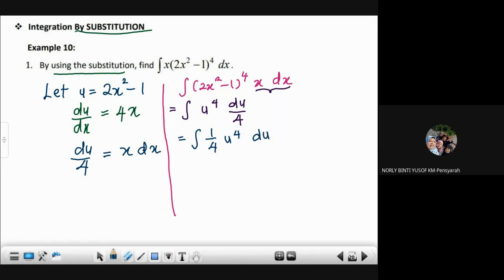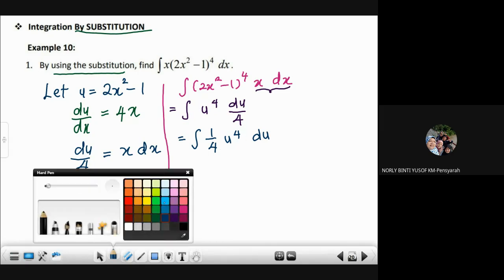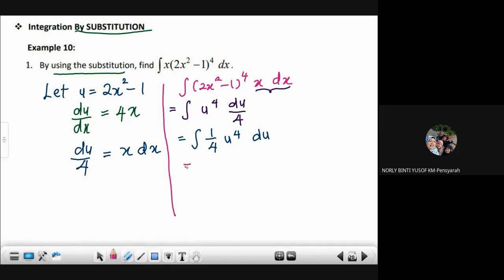Integral u dalam du sekarang. Respects to u lah. Tadi respects to x kan. Sebab you buat substitution. So integral u respects to u. So sama. Konsep yang sini adalah konsep basic integral. So 1/4 constant. Integrate u power of 4. U power of 5 over 5. Betul tak? Okay, and then plus C.